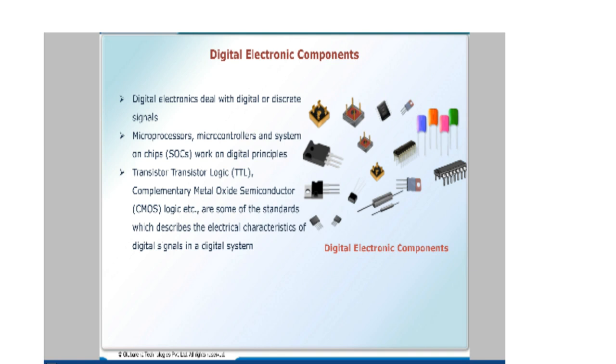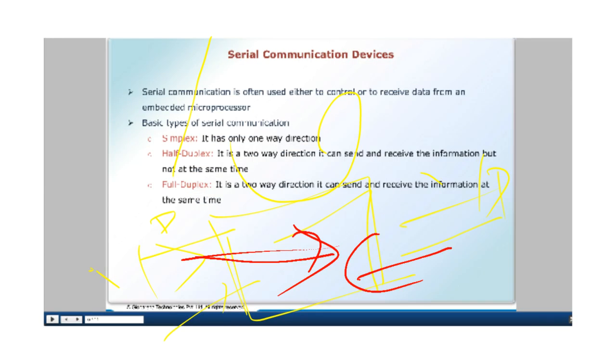Digital electronic components, with relays and switches, can come in both analog and digital types. The digital electronic components are microprocessors, microcontrollers, TTL, and CMOS. These digital electronic components have different special characteristics: power dissipation, power consumption, power supply, voltage ratings, and current ratings. The next one is serial communication.